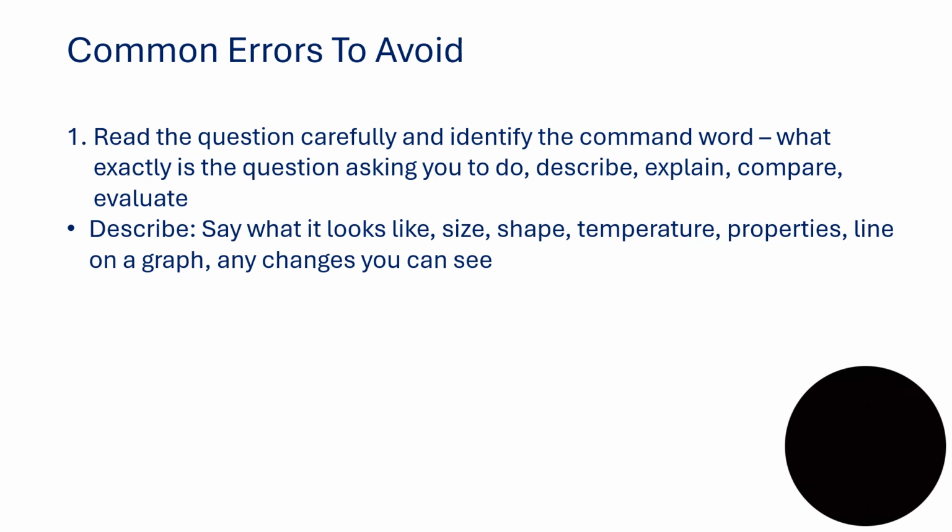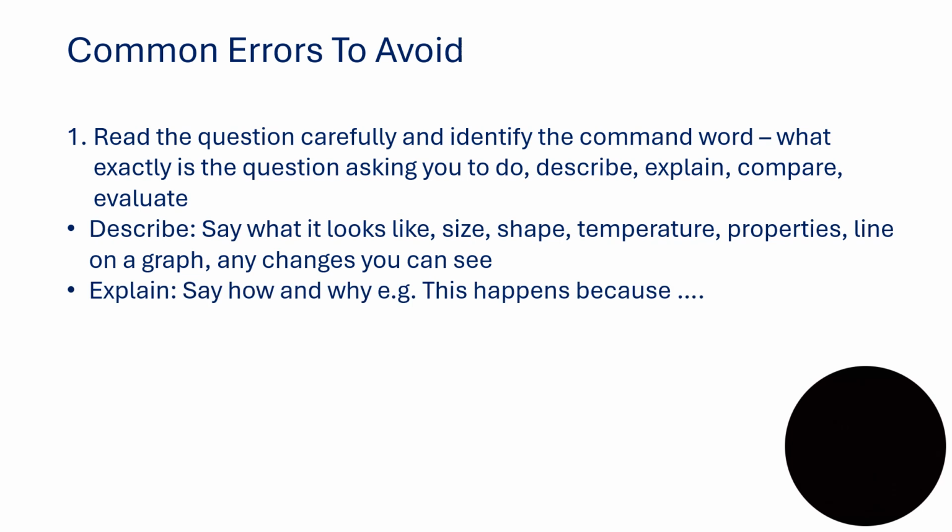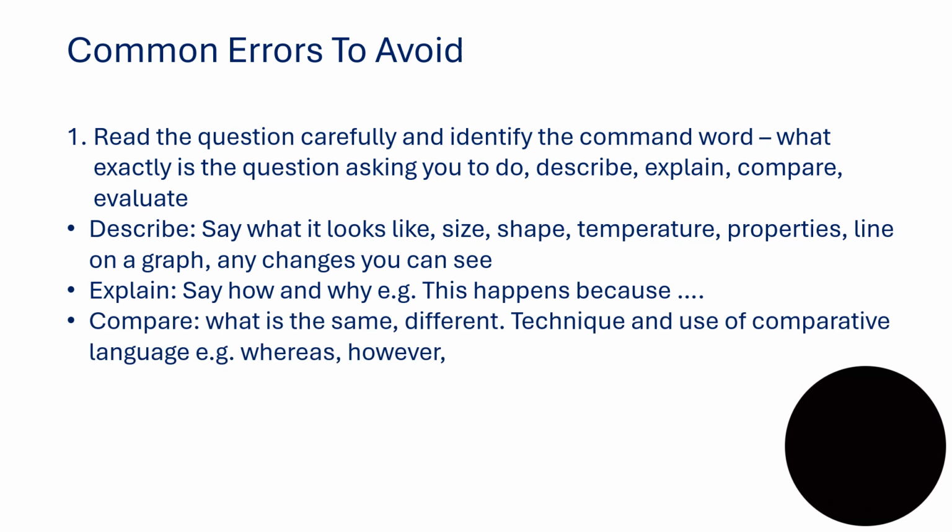Describe, say what it looks like. For example, it could be the shape, the size, the temperature. If it's talking about the line on a graph, does it increase or decrease? And any changes that you can see if any diagrams are given. If it asks you to explain, say how and why. This happens because.